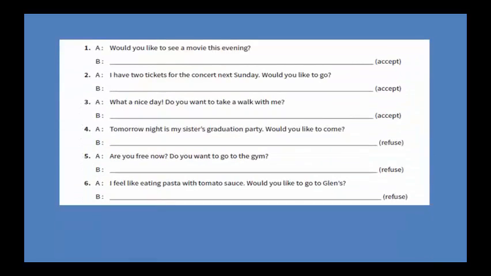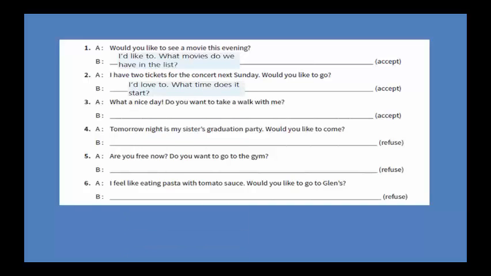Let's look at the questions. Would you like to see a movie this evening? When we want to accept this invitation, what can we say? I'd like to. What movies do we have in the list? Question 2. I have 2 tickets for the concert next Sunday. Would you like to go? Let's accept the invitation.